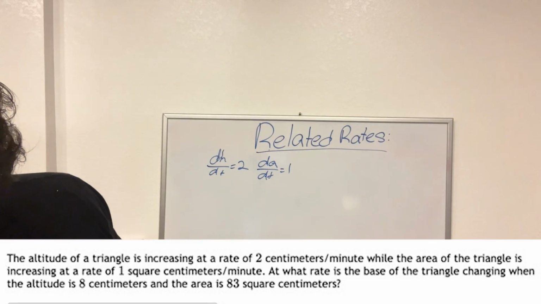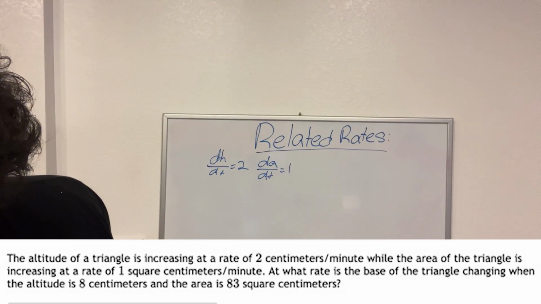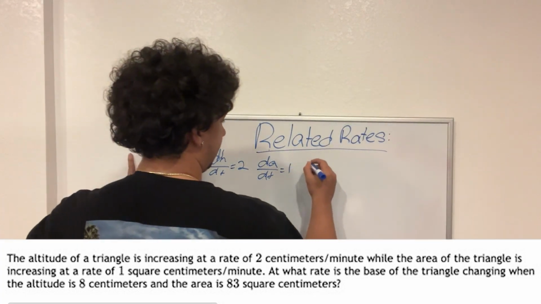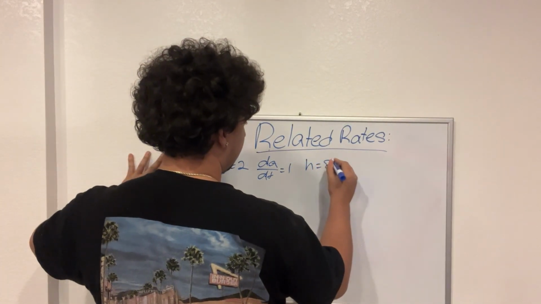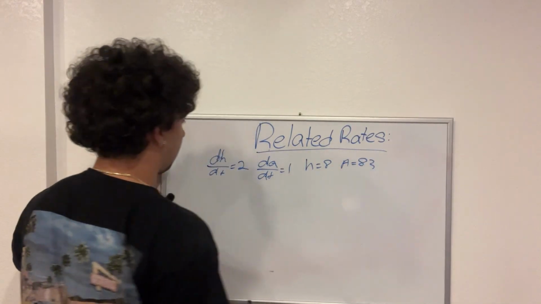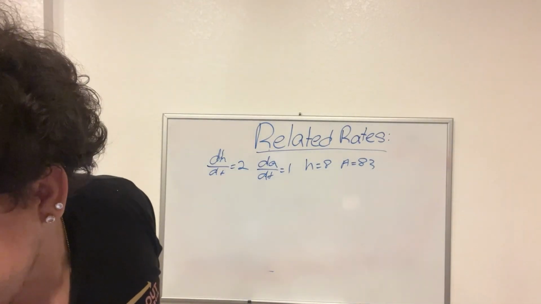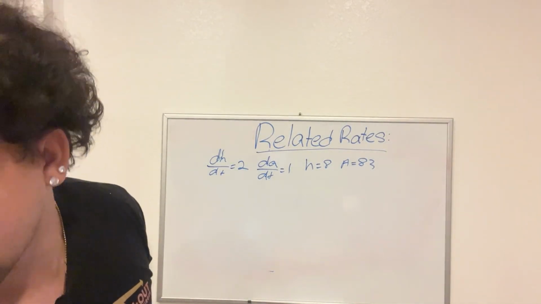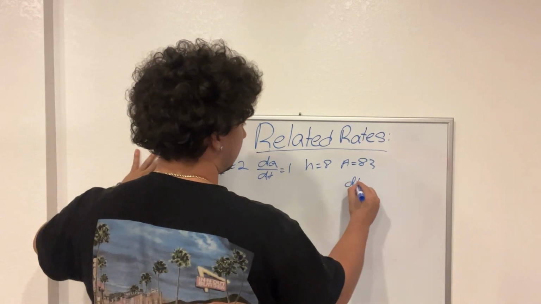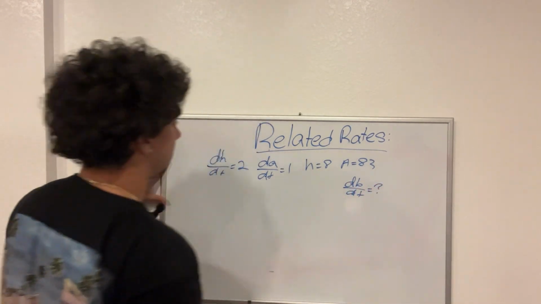At what rate is the base of the triangle changing when the altitude is 8 centimeters and the area is 83 centimeters? So height is 8, area equals 83. Okay, well, what am I trying to solve for? It says, at what rate is the base of the triangle changing? So I'm trying to solve actually for dB/dt. This is what I'm solving for here.